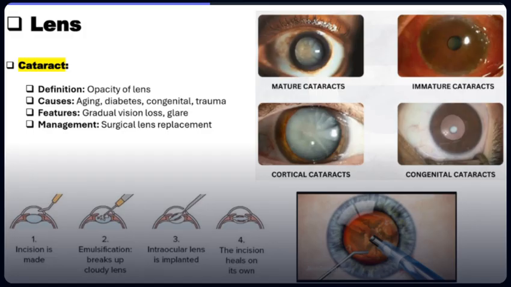How does the systemic biochemical stress of uncontrolled glucose and diabetes specifically accelerate this protein cross-linking and denaturation, compared to the slower metabolic decline seen in age-related cataracts? By replacing the biological lens with a clear intraocular implant, we effectively restore the eye's refractive integrity and eliminate the glare caused by these disorganized protein structures.